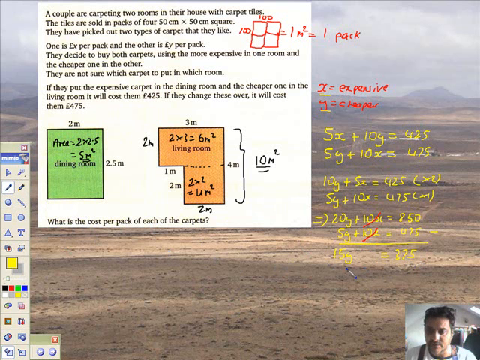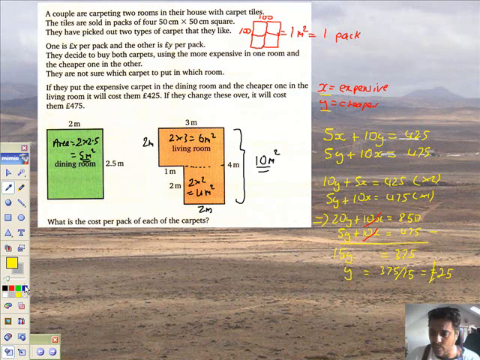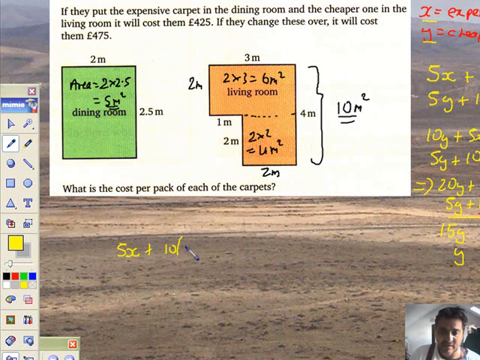So the cost of the cheap one's going to be 375 over 15, and that's going to cost £25 per metre, alright? So that's £25 for the cheaper one. Now let's do the more expensive one. We'll shove the y in this equation here, and so just to show what I'm doing, you get inside there, and I'm going to have to work over here now. I'm running out of space. So 5 times the more expensive one plus 10 lots of £25 for the cheap one, comes to £425. So 5 lots of expensive plus 250 comes to 425.